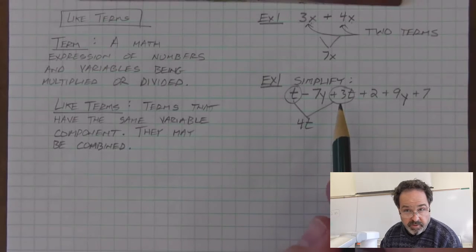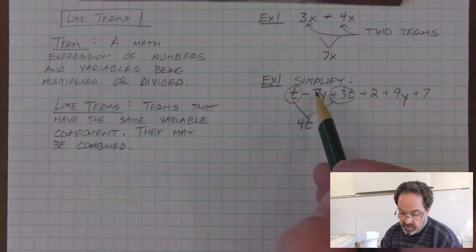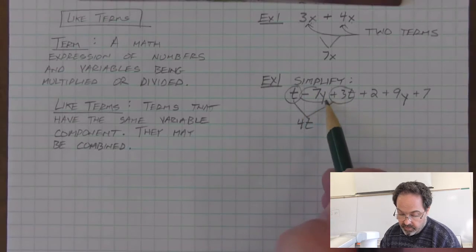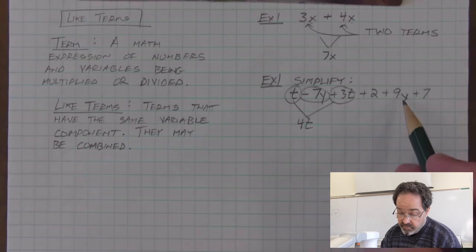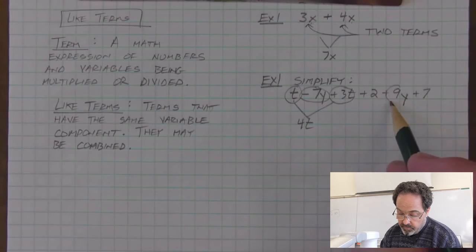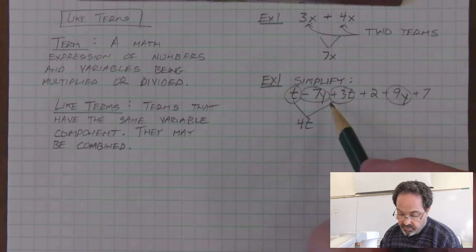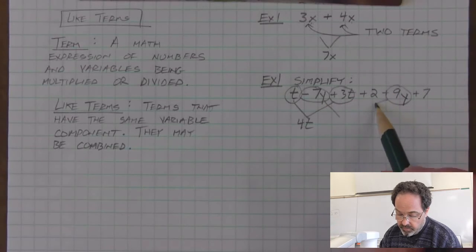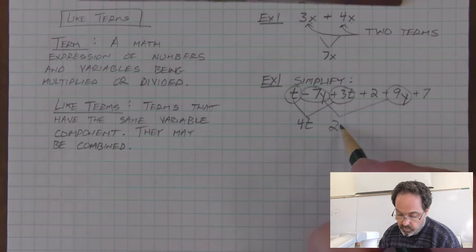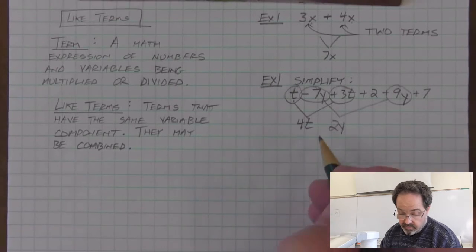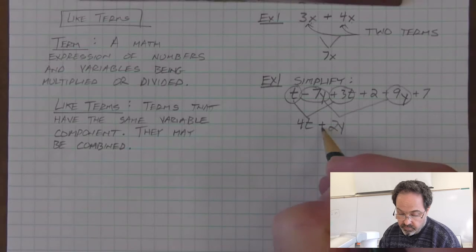We're going to combine as many as we can. The negative 7y has a variable component y. It can be combined with this 9y, and when they're combined, a negative 7y and a 9y will make a total of 2y, which is positive, so we can put a plus out front.